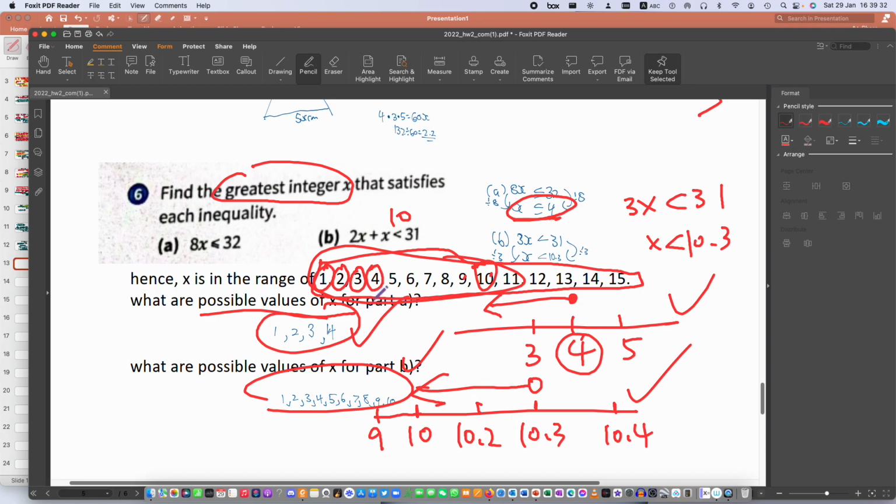Okay. What's the greatest for this? The none. Okay. So basically, you choose the greatest, which is 4. But possible means what? More than one answer. Greatest, one answer. Possible means many others.